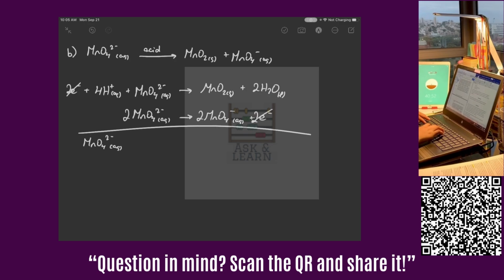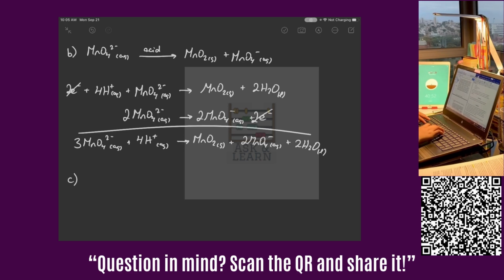3 MnO4 2 minus, we can combine those together, add 4H plus to MnO2 solid and 2 MnO4 minus and 2H2O, and there's my balanced equation.